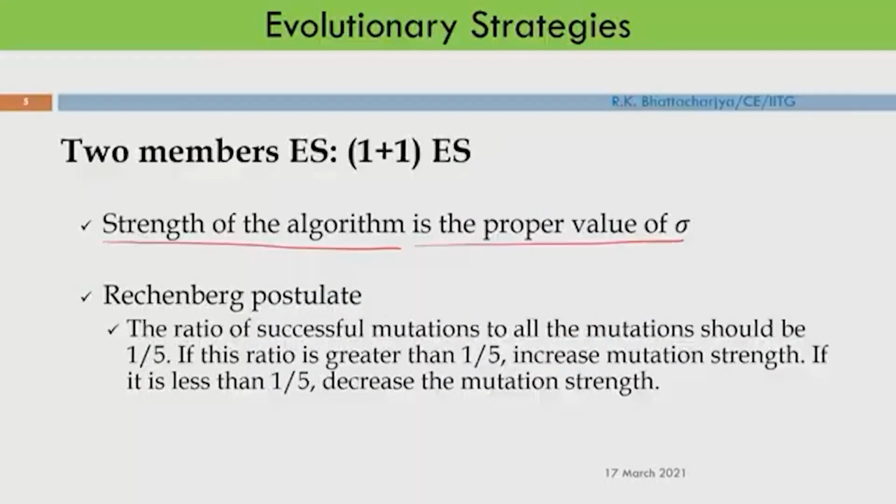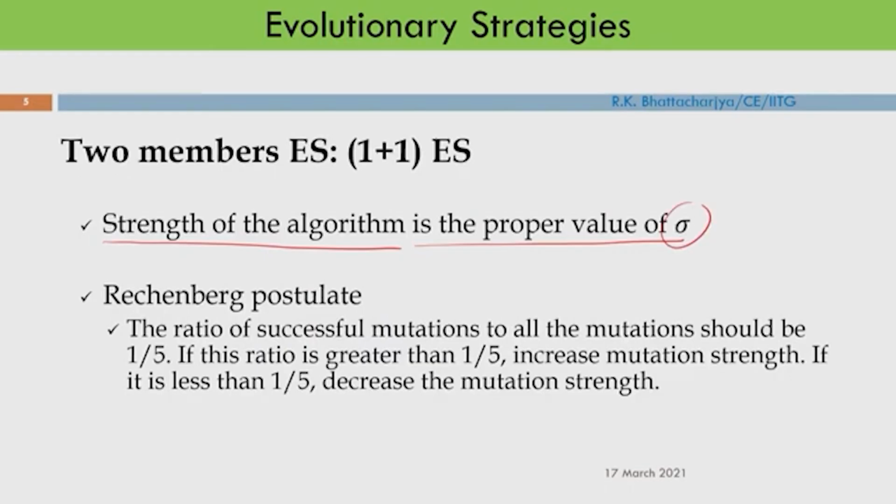On the other hand, if your sigma is very large, then you may not be able to converge at the optimal solution. Therefore, if you are away from the optima, you have to use a large sigma value so that you reach the optimal solution very quickly, but once you are reaching the optima, you should reduce your sigma value. In that case you are getting the optimal solution, otherwise you may not get the optimal solution. So, the strength of the algorithm is the proper value of sigma.